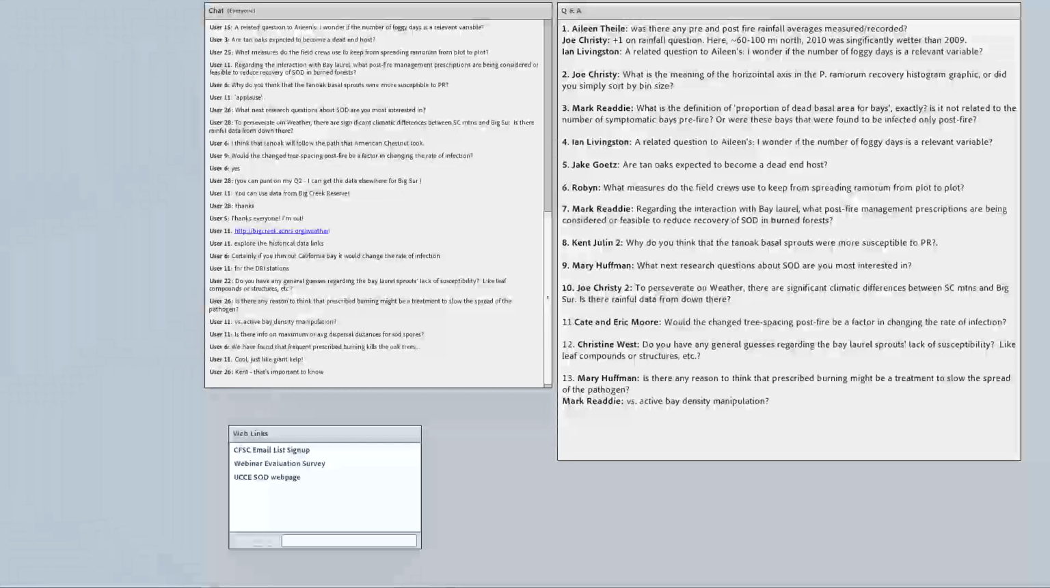And then Kent writes that in his experience they've found that frequent prescribed burning kills the oak trees, so that may not be a solution after all.